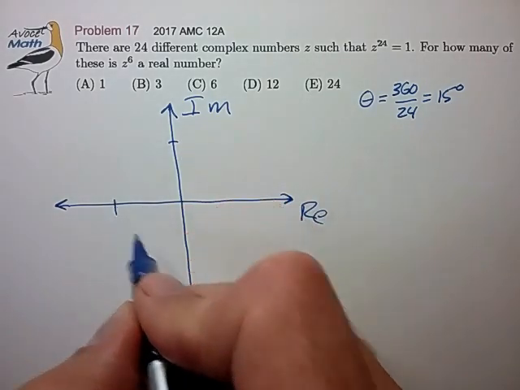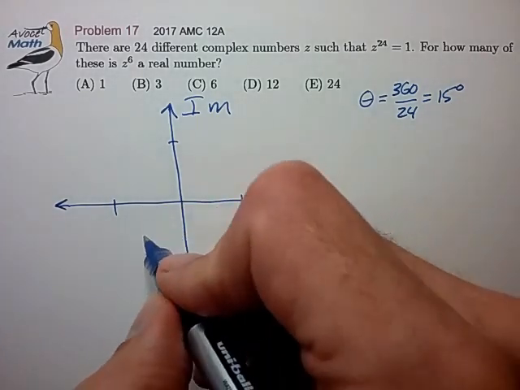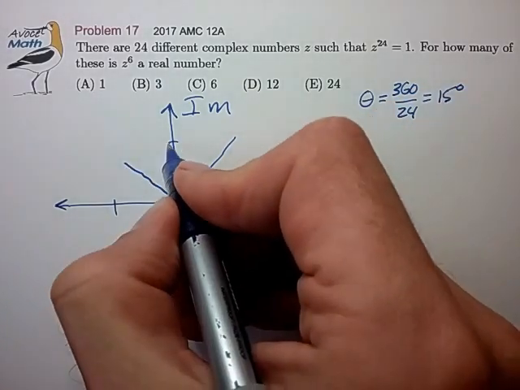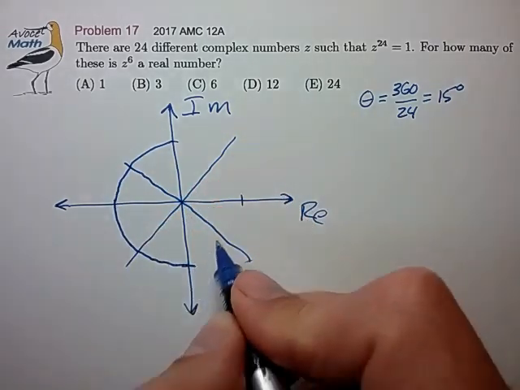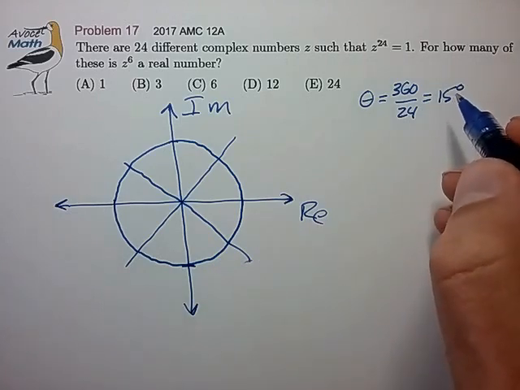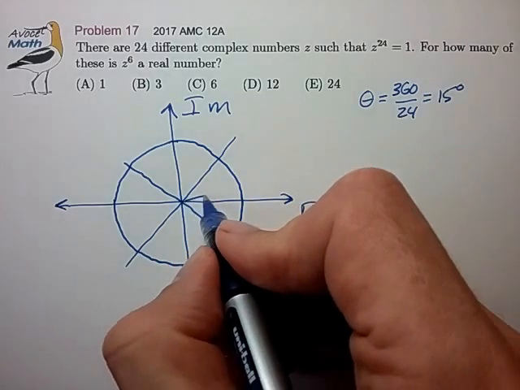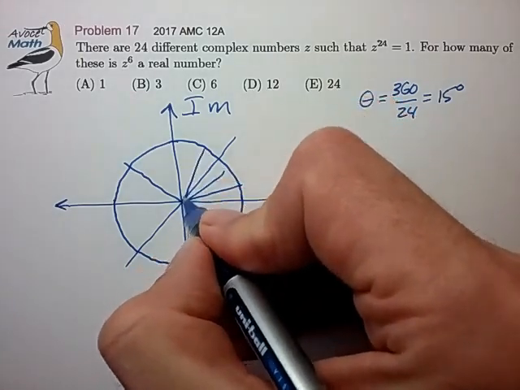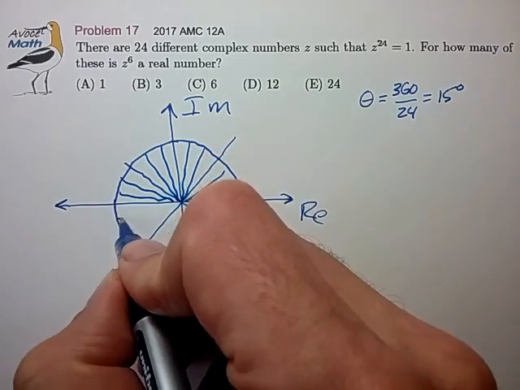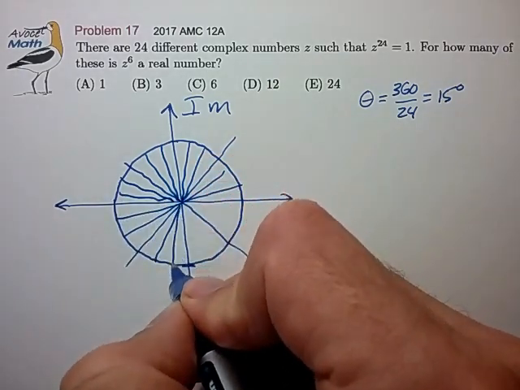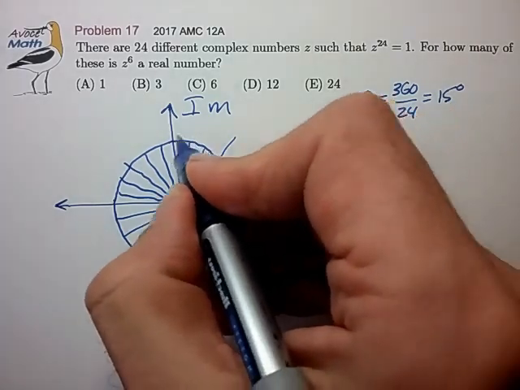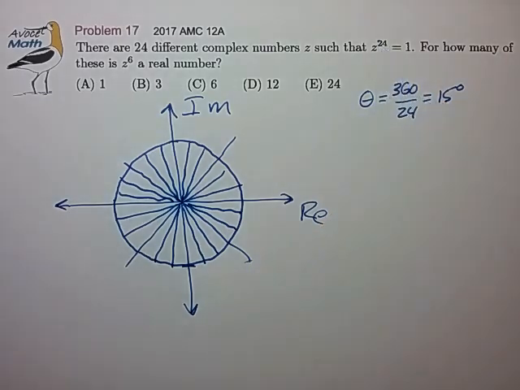So let's draw our standard unit circle. Let's draw the 45-degree lines to kind of help us with this. Okay, so the 24 roots of 1 are separated by 15 degrees. So all these points along the unit circle represent the 24 roots of 1.